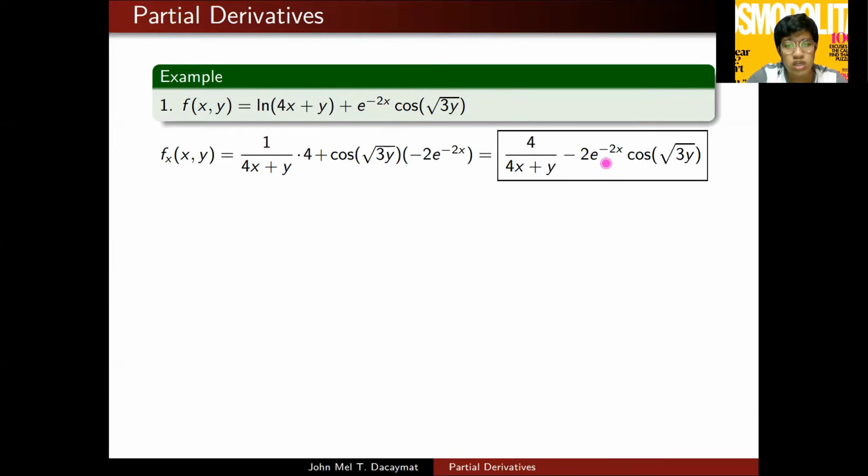So, I get minus 2e to the minus 2x, cosine squared of 3. So, napakabilis lang po. Imagine, no, using your limit definition in a function as complicated as this. So, thankfully, we have our shortcut.